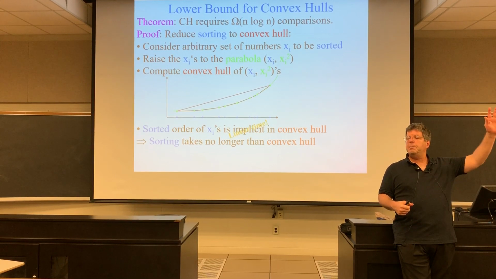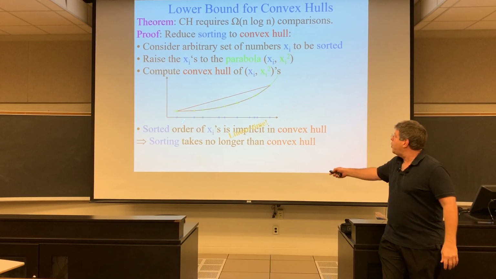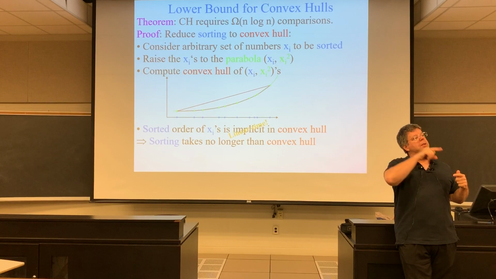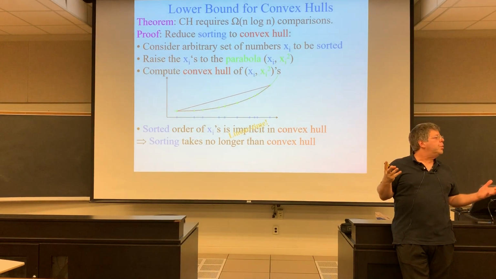How many see that? We did a linear amount of work outside that subroutine call. Is that clear? What was that linear amount of work? Just squaring all the numbers, feeding them into that subroutine, taking the answer back, walking around the red polygon that's a convex hull, and just reporting the sorted order of the points.